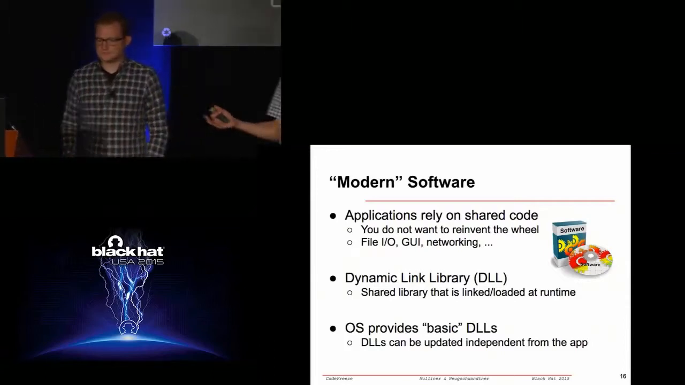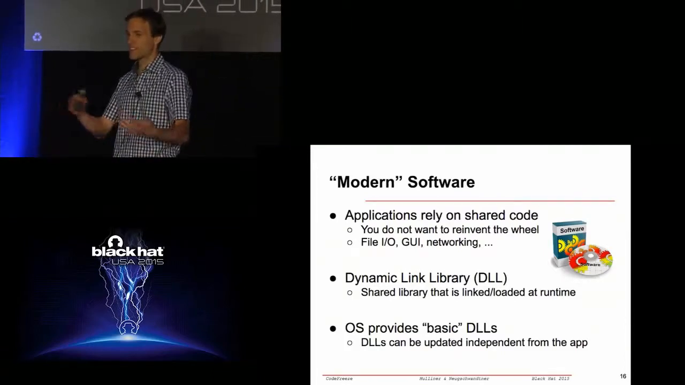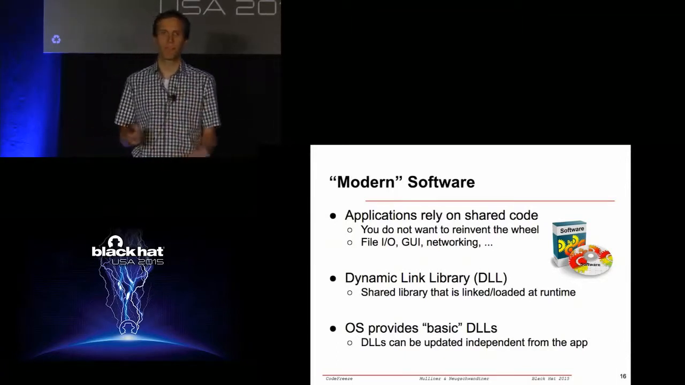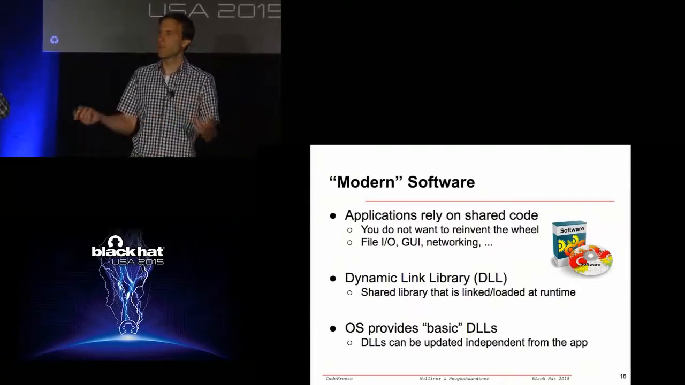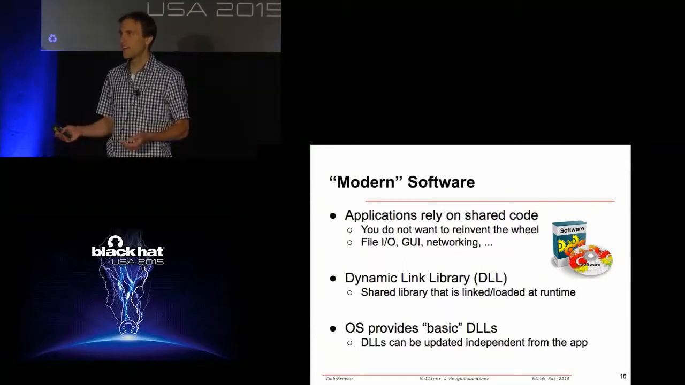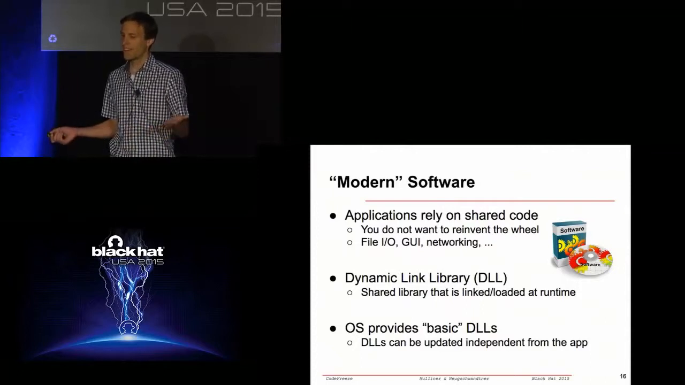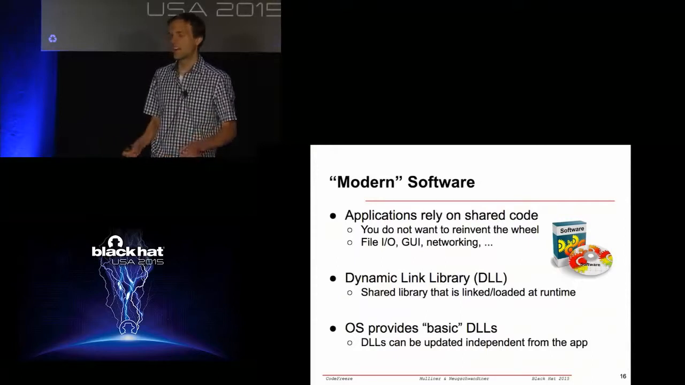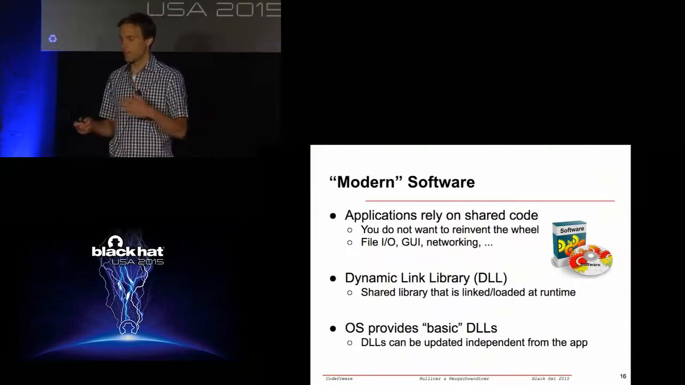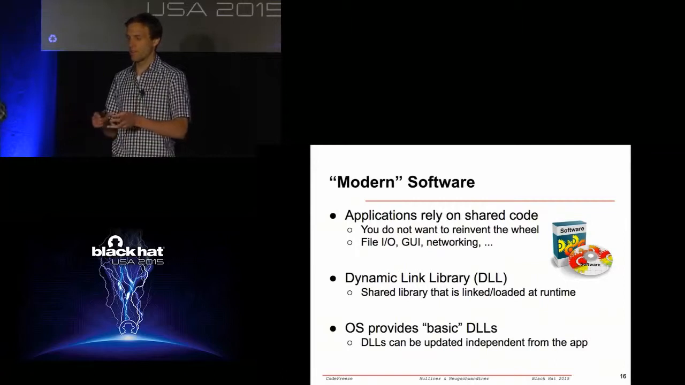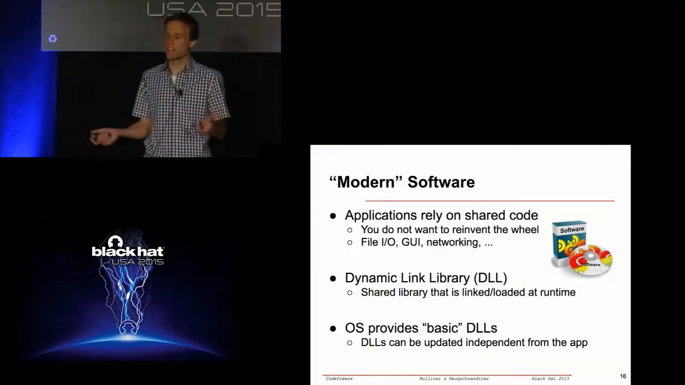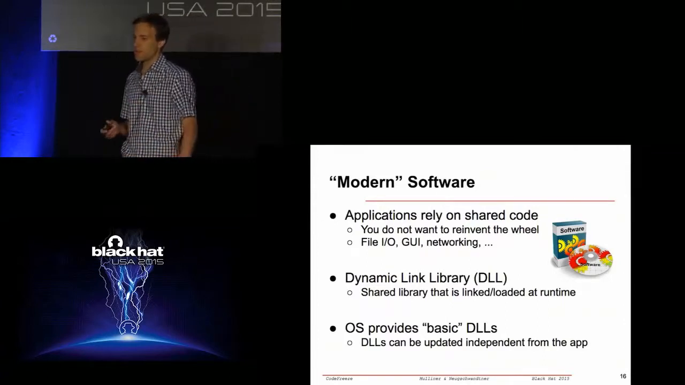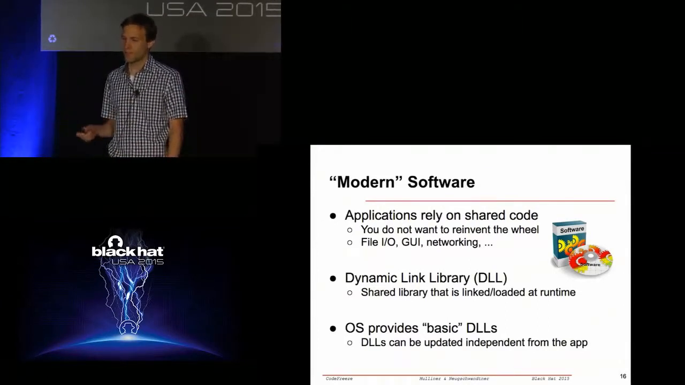So if we take a look at modern software today and wrap things up from the beginning, you have applications that actually rely on shared code, because as a developer you don't want to reinvent the wheel. So if you want to have some GUI functionality, then you use pre-existing code. That code usually comes in the form of a dynamic link library, which is basically a binary file that gets linked in. At process startup, the DLL together with the main exe of the program gets loaded into the process space. So that's where we basically hook in our solution.